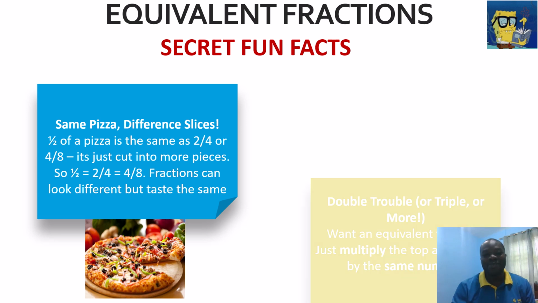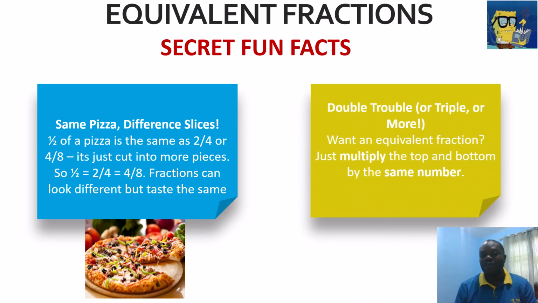Fact number 2. Double, trouble, or triple, or more. Do you want an equivalent fraction? Just multiply the top and bottom by the same number.